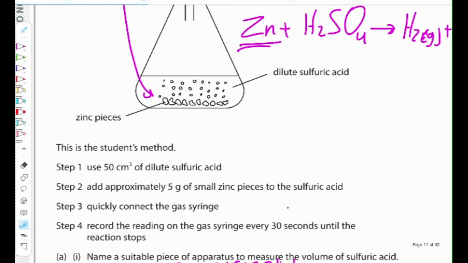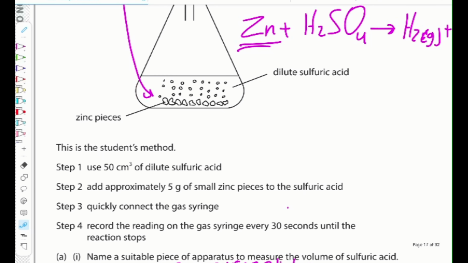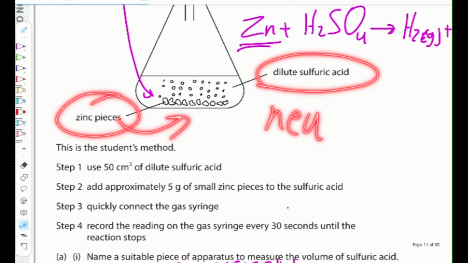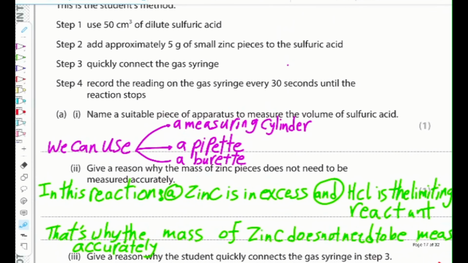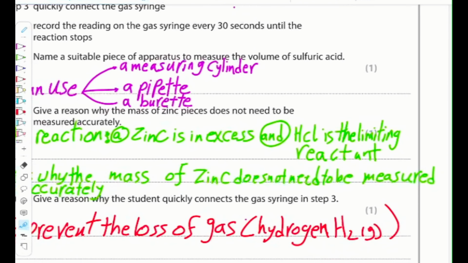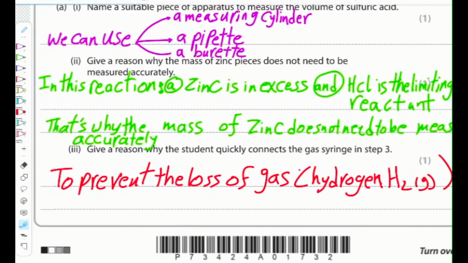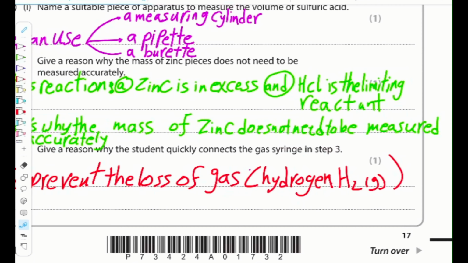Generally, we want to make sure that all the amount of the sulfuric acid will react with the zinc. So that's why we add extra zinc, so that we neutralize or consume all of the acid. So why don't we need to measure the amount of zinc? Generally, because the zinc is in excess, and not HCl here, it should be H2SO4. We need to correct it. H2SO4 is the limiting reactant. That's why the mass of zinc is not important. We generally add an excess amount.